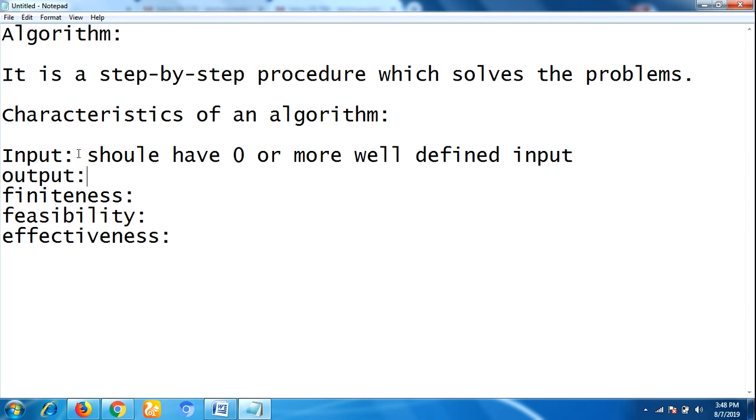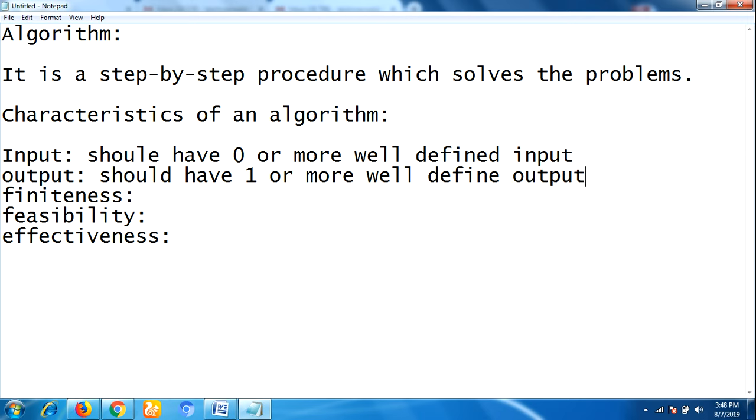Next, output. An algorithm should have one or more well-defined outputs. That means according to whatever input you give, after processing, the processed result will be displayed as output, and it should match the desired output.